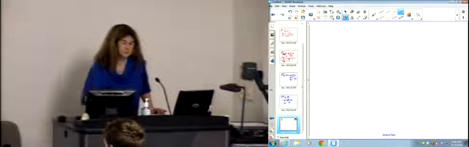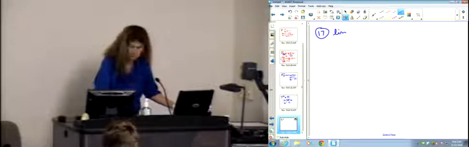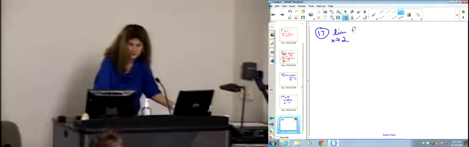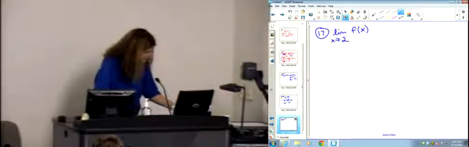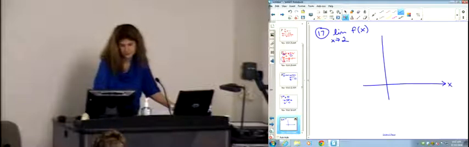Now they also gave us some graphs in here for us to get the limit from the graphs. And I had you all look, I think, just at the first graph there maybe. And I'll try to put it up here. Let's see, the limit as x approaches 2 of some function, whatever it is we've got graphed here. It looks like this.